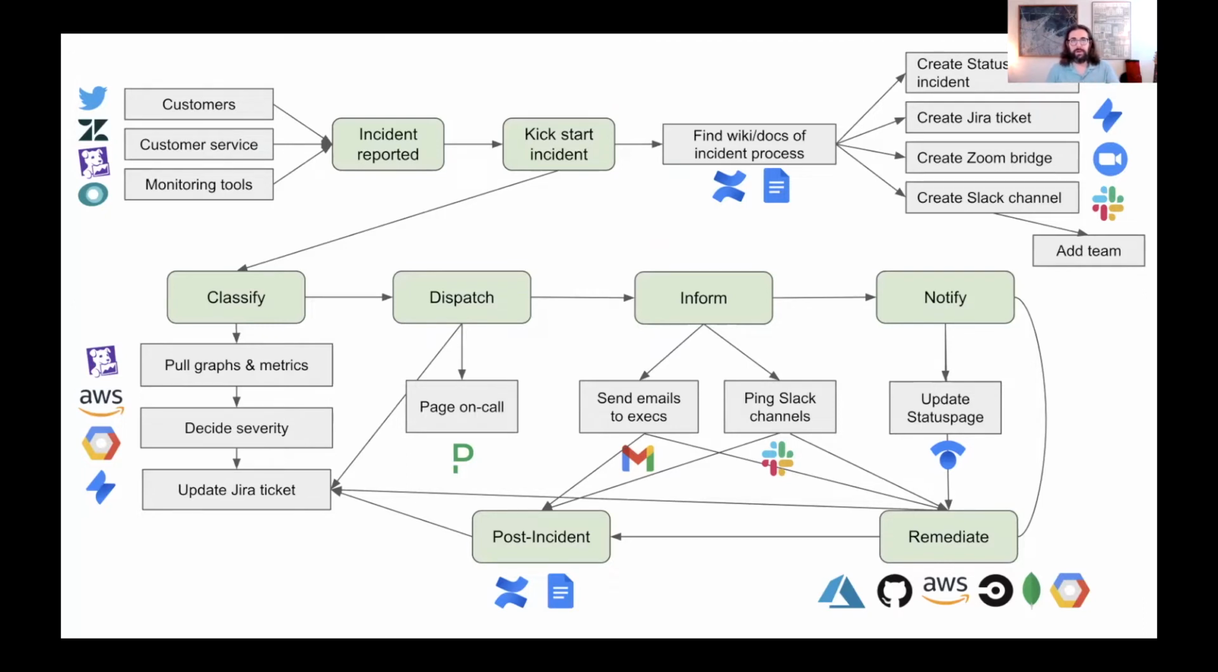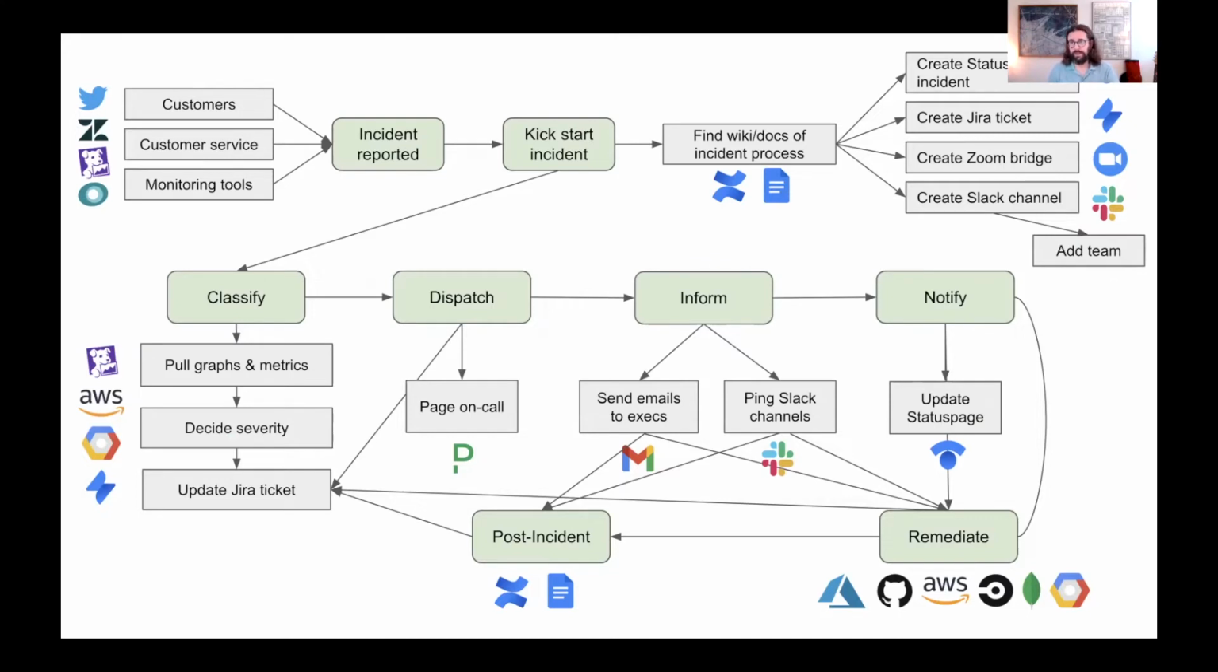So on the far left, you've got customers talking about an outage on social media, or maybe they are getting in touch with your customer service and complaining that they can't access the platform. You also are starting to receive alerts from your monitoring platforms. It is very clear that something is happening. So you start by reporting an incident, and then you have to kickstart your process.